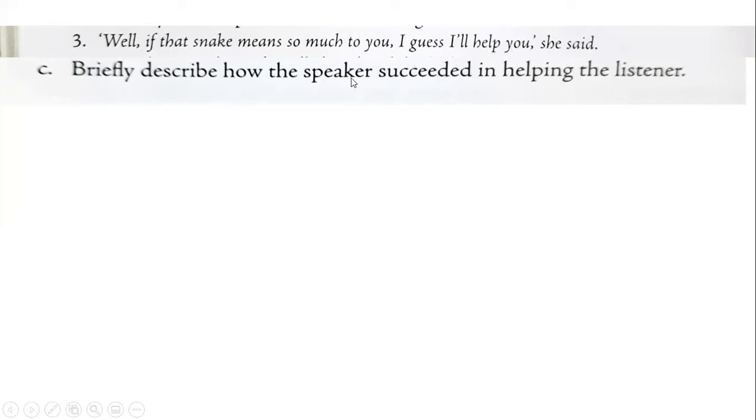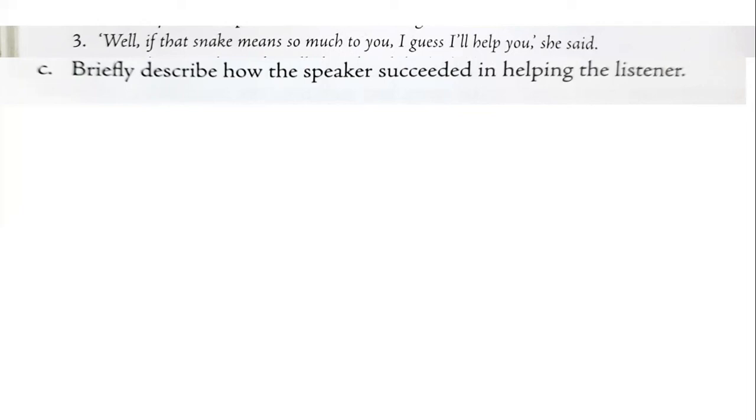Briefly describe how the speaker succeeded in helping the listener. So, how exactly did the speaker help the listener? Who's the speaker? Emily. Who's the listener? Cindy. Now, you know what the problem was? The problem was that Red Eye was missing. And how did the speaker help the listener? How did Emily help Cindy?